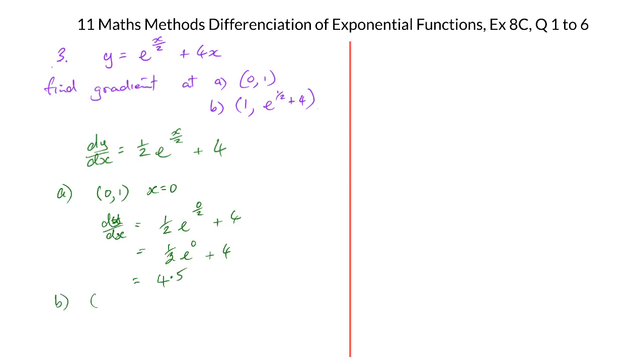Part B, at the point (1, e to the half plus 4), we substitute in and I get dy/dx equals 1 half e to the 1 over 2 plus 4, and that's my derivative. You could make it in decimal form, but I wouldn't. I'd leave it like that. So that helps you out basically. Question 4 is the same sort of thing.